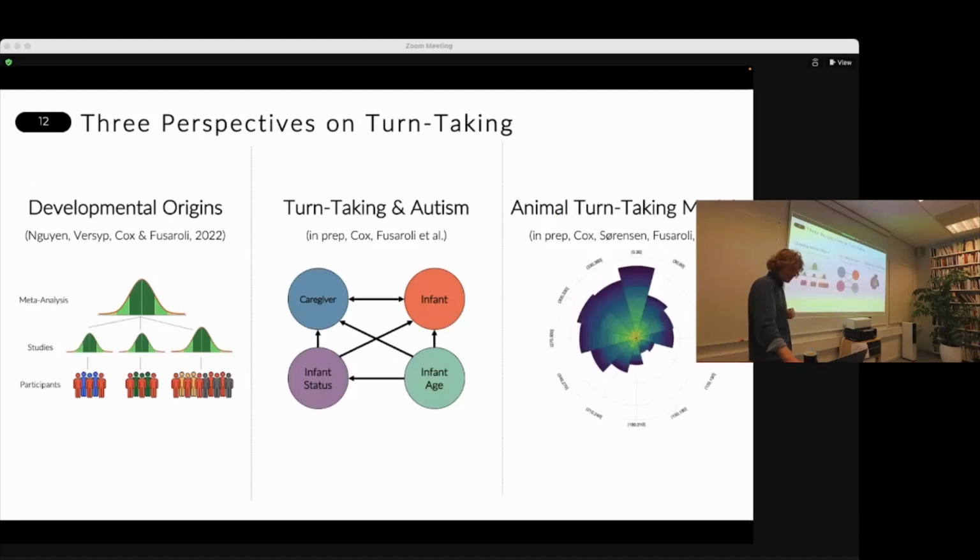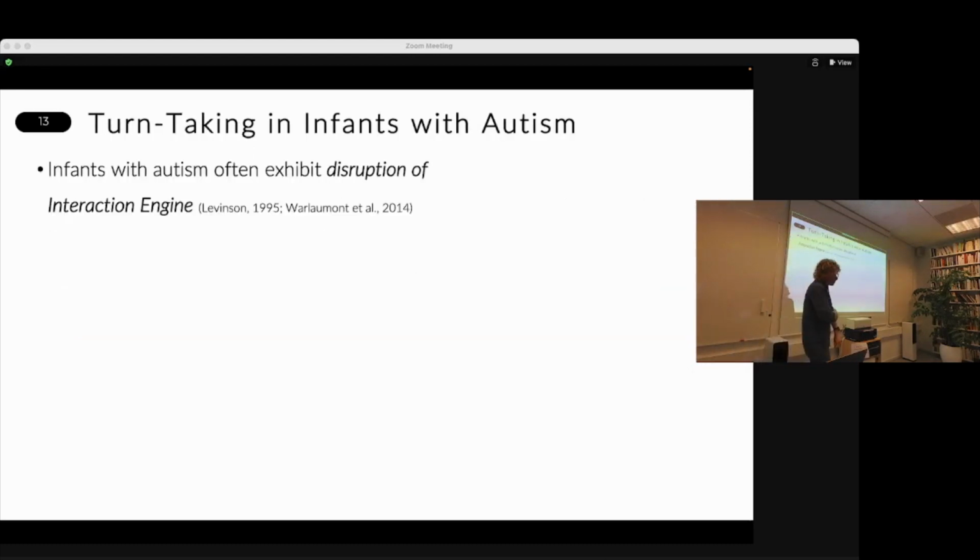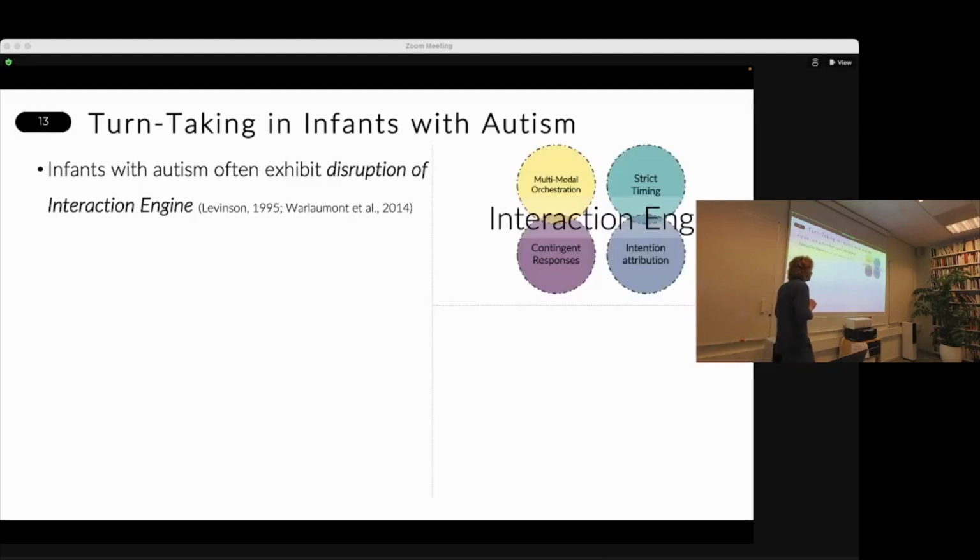So, with those lessons in mind from the meta-analysis, we've now started conducting analysis of a corpus of turn-by-turn latencies in populations with and without autism. Okay, and again, one of the reasons why we're looking at infants with and without autism is that they exhibit disruption of the interaction engine in some sense. Right, so authors often note difficulty with intention attribution and contingent responses. So the fact that sometimes the responses that infants with autism give in a given context aren't context dependent is something interesting to look at, right?